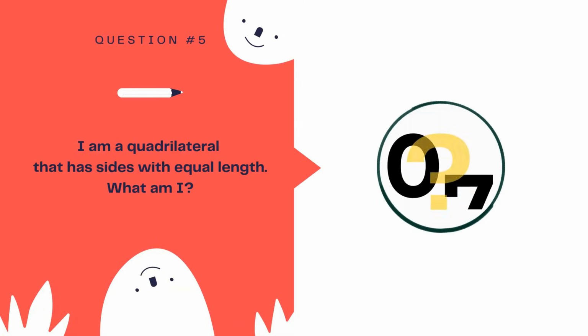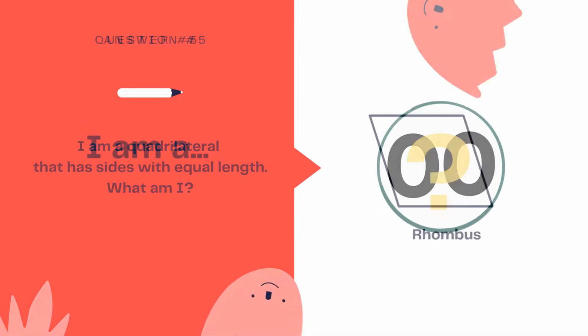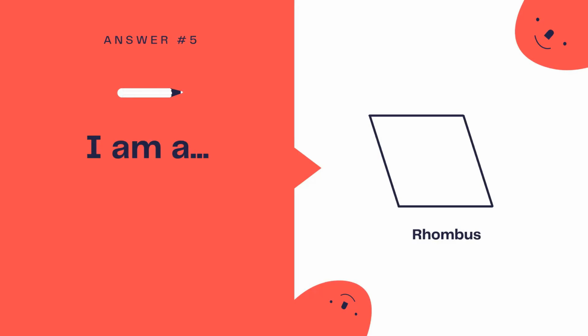I am a quadrilateral that has sides with equal lengths. What am I? 3, 2, 1. I am a rhombus.